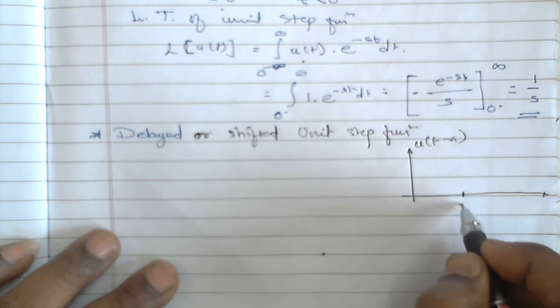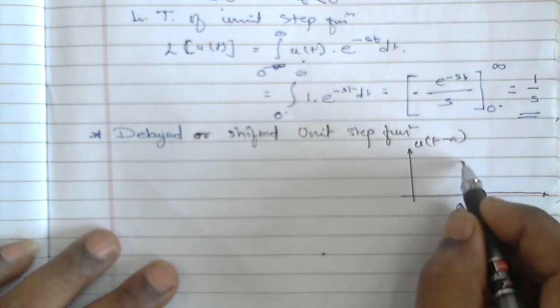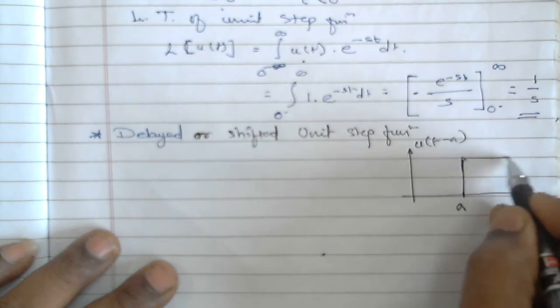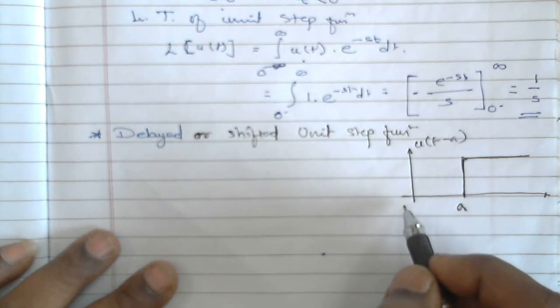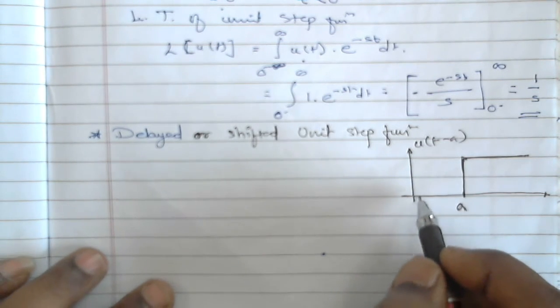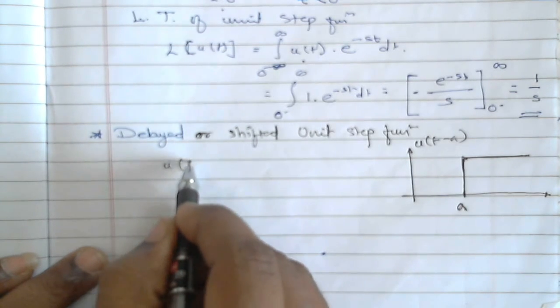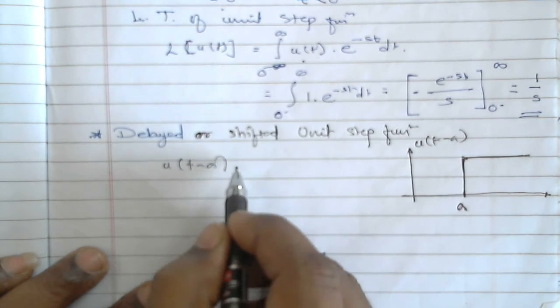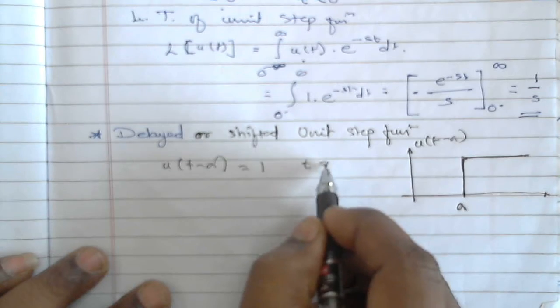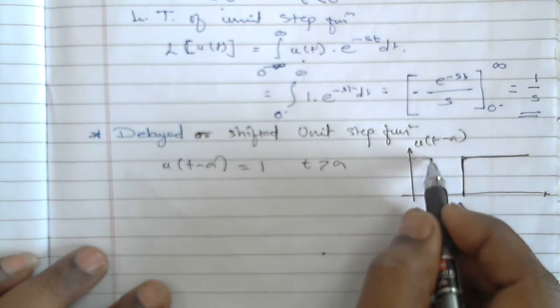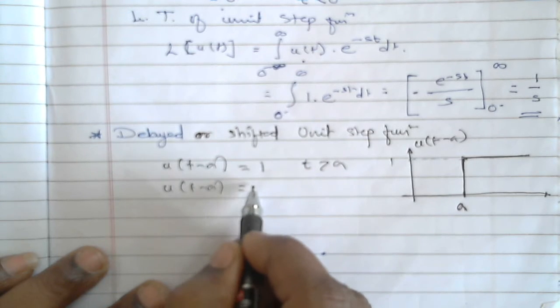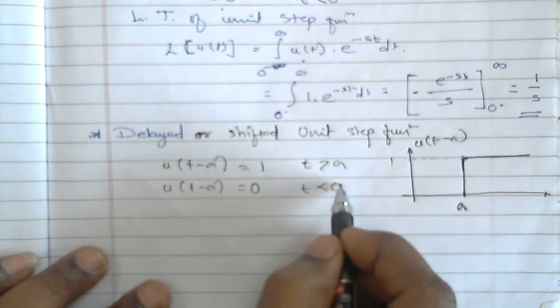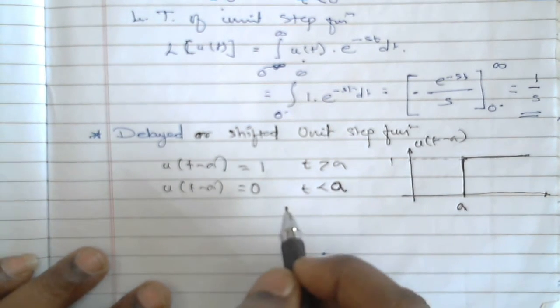Why? Because the function starts from here, this is a. From here it has value, and before a it is 0. Okay, so I can write u of t minus a is equal to 1 when t is greater than a, and u of t minus a is equal to 0 when t is less than a, right?